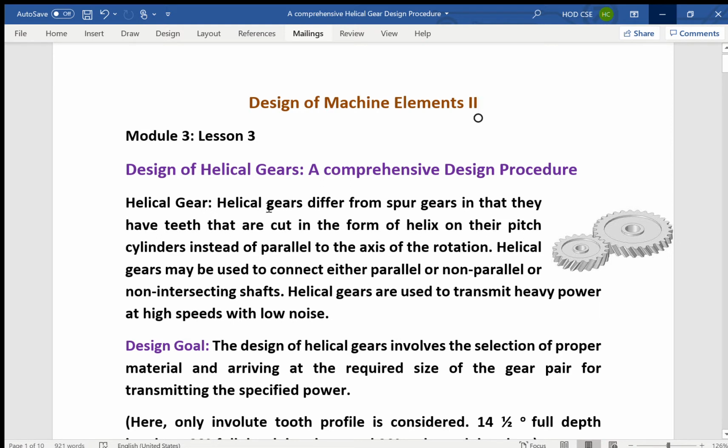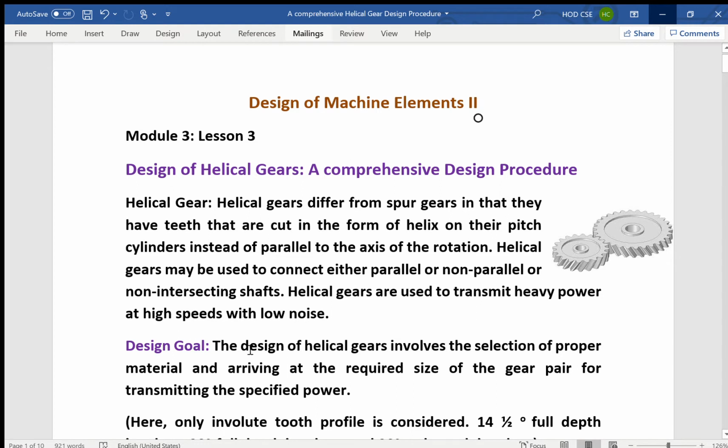Helical gears differ from spur gears in that they have teeth that are cut in the form of a helix on their pitch cylinders instead of parallel to the axis of rotation. Helical gears may be used to connect either parallel or non-parallel, non-intersecting shafts. Helical gears are used to transmit heavy power at high speeds with low noise.